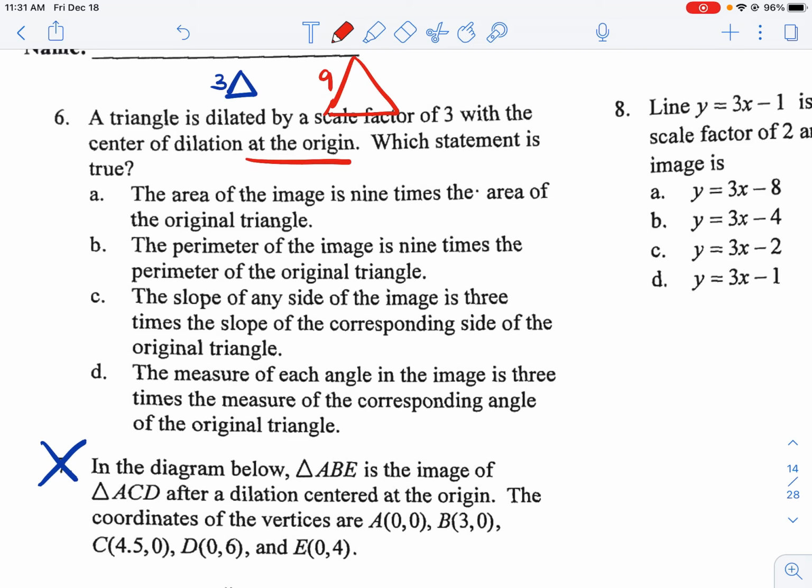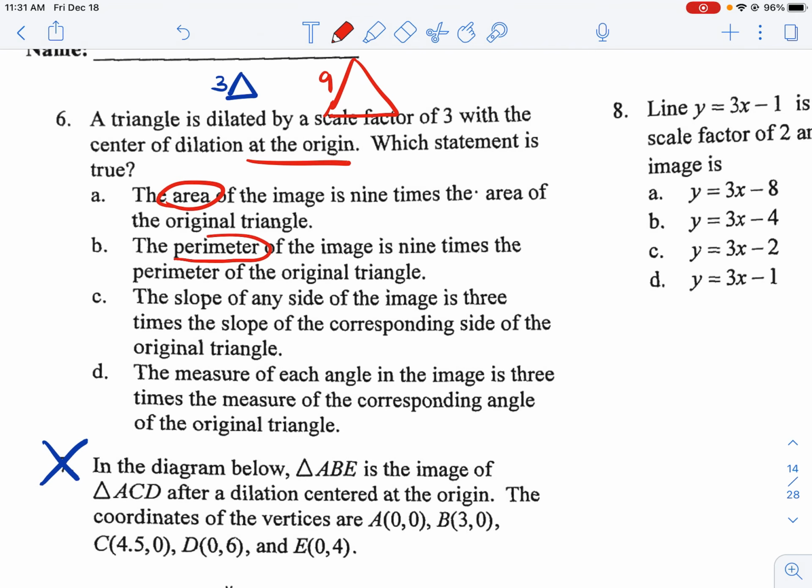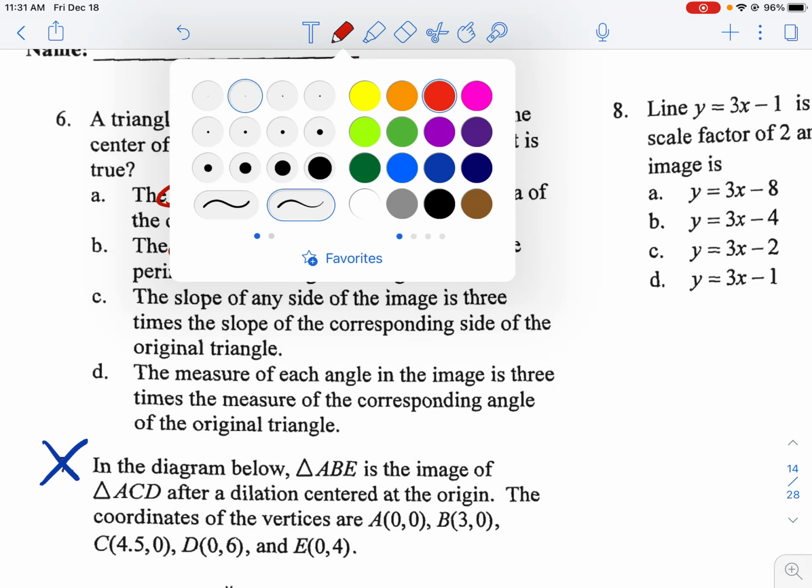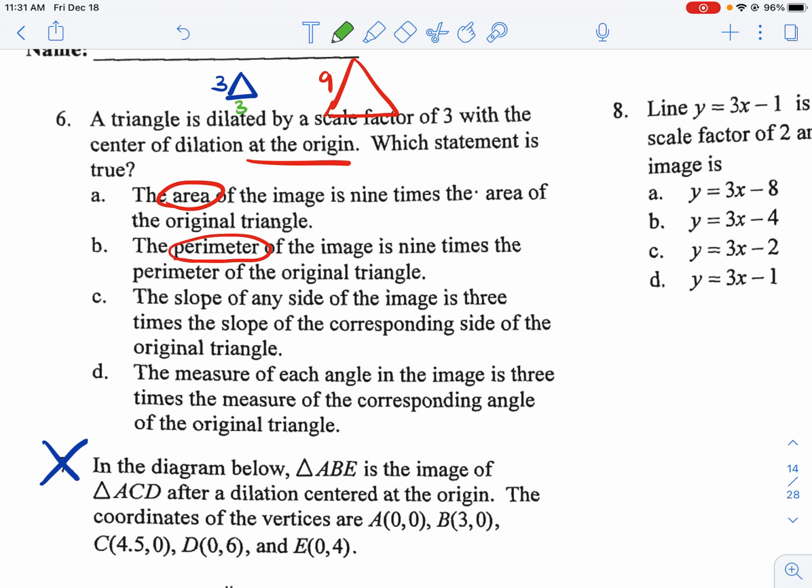Which statement is true? The area of the image is 9 times the area of the original triangle. I'm not sure. The perimeter is 9 times the perimeter. Well, we'd have to figure out the perimeter, but that's really not hard. Let's do that before we get to the area. This perimeter would be 3 plus 3 plus 3 is 9. This one would be 27.